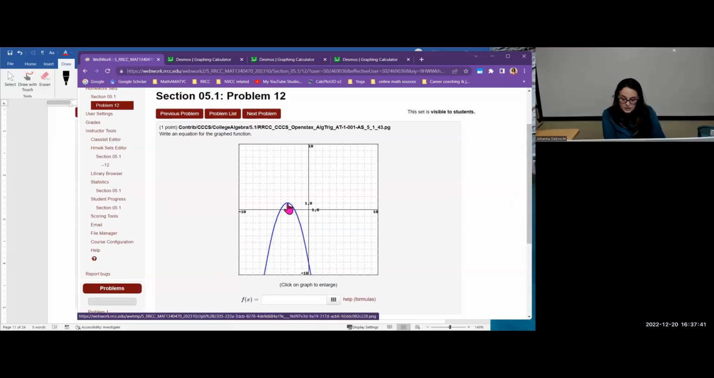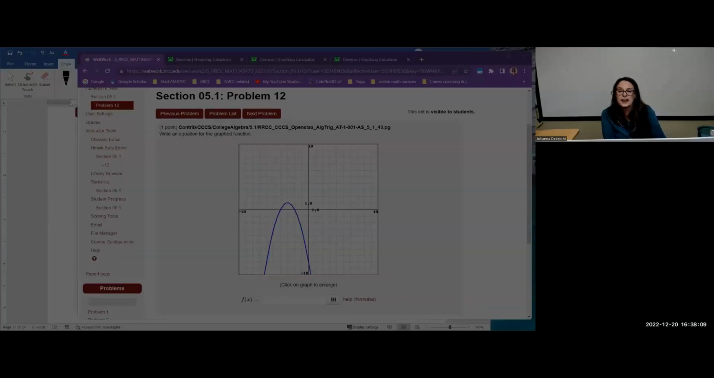It looks like the vertex is here at (-3, 1). Now it looks like it's going through the x-axis at (-4, 0) and (-2, 0). So those give you points that you could use. It also looks like it goes through (0, -8). You could use that as well. So it just depends on which point you see and which one you want to use. So go ahead, pause the video, work out which one it is, and then come back and we'll compare answers.